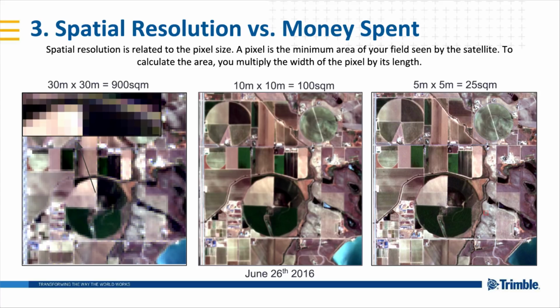In the middle image, each pixel represents an area of 100 square meters, or 10-meter spatial resolution. And on the right, we have an image of 5-meter spatial resolution, or 25 square meter pixel. As you can see, the image in the middle looks very sharp when compared to the left one. But the difference between the 10 meter and 5 meters is smaller. What I want to point out here is that since high resolution costs more, you always need to gauge if the improvement you're going to have is worth the extra money spent.